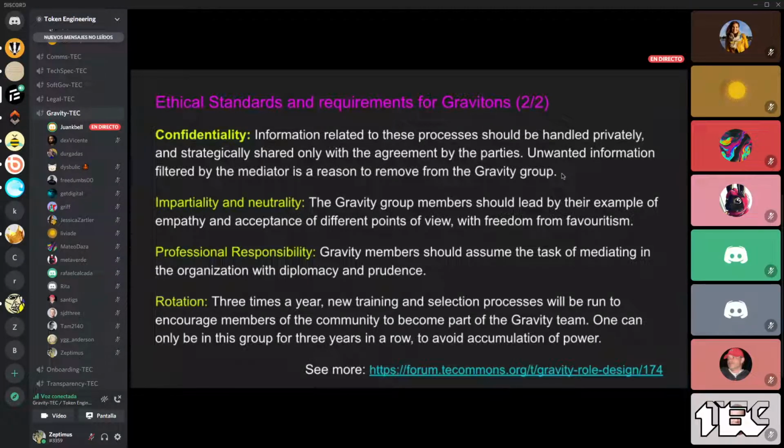And as Gravity, we will have a database where we keep the registry of the conflict, but we will not keep sensitive information. We will only keep the registry of whether there was an agreement or there wasn't. And gravitons should be neutral, by their example of empathy and acceptance of different points of view, with freedom from favoritism.